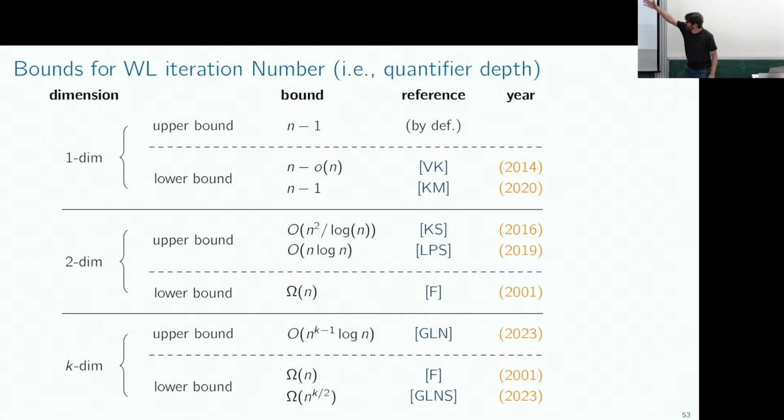Okay, here are some results on the iterations, and I warned you this will be quick. So we know how long the one-dimensional algorithm takes. It takes n-1 rounds in the worst case. The two-dimensional takes at most n log n, but at least linear. And there's a recent result for k-dimensional, which is super linear. So we know now that the k-dimensional algorithm can take n to the k half. And this has applications in proof complexity. If you're interested in this, I'm happy to talk about this, or anything for that matter.